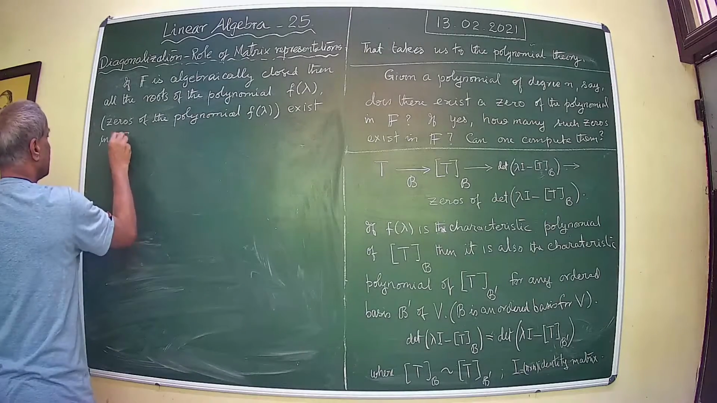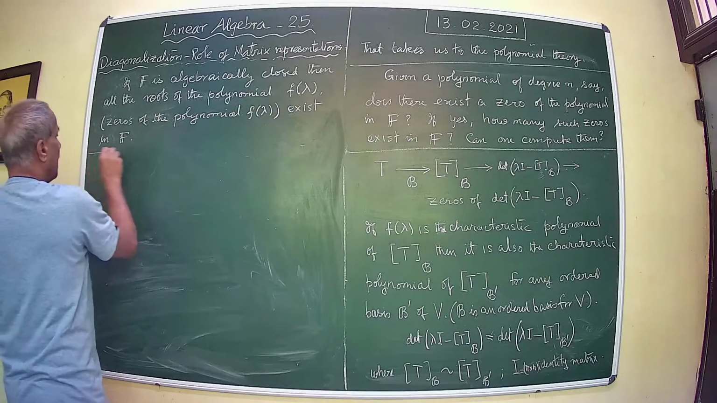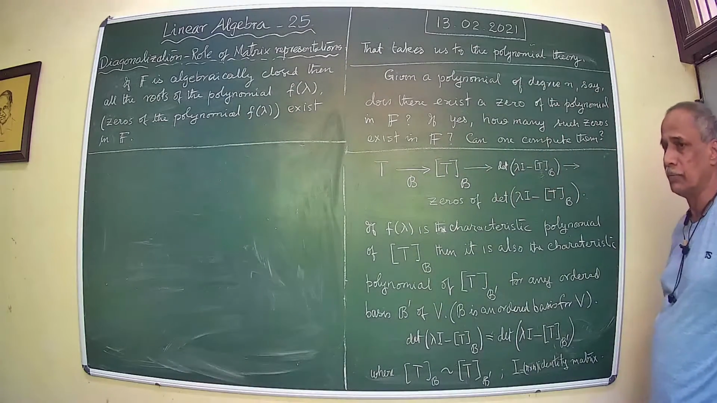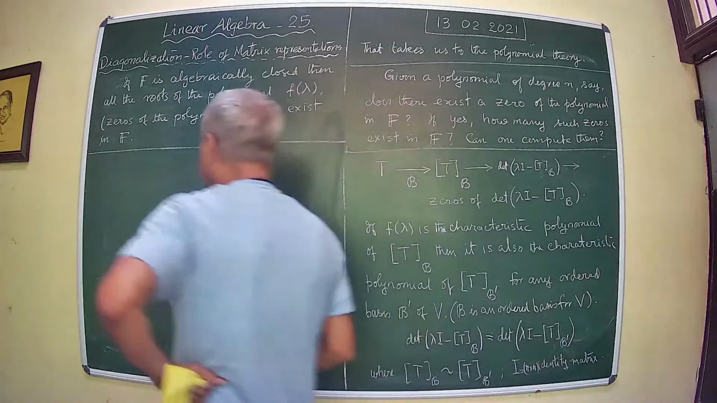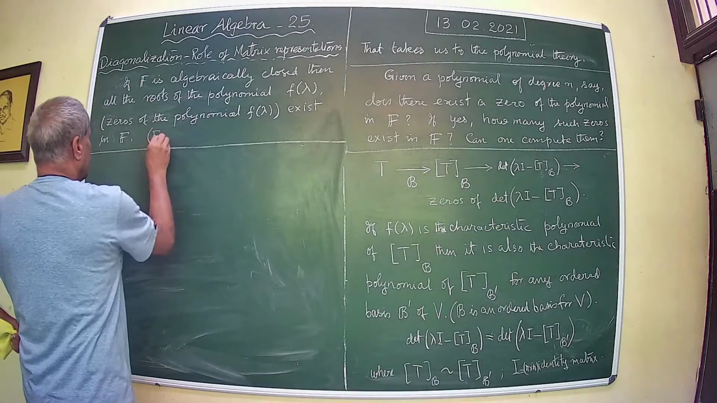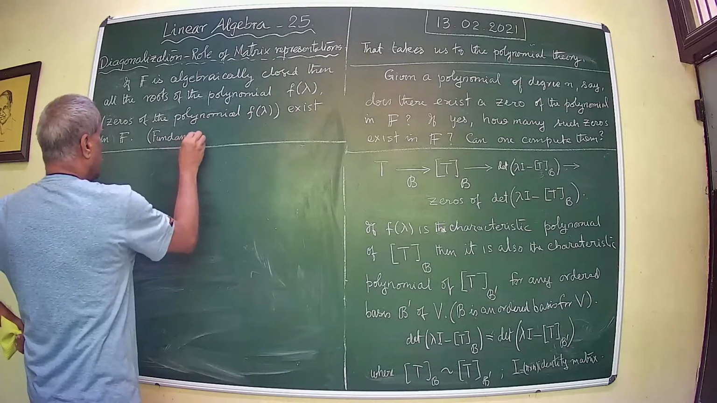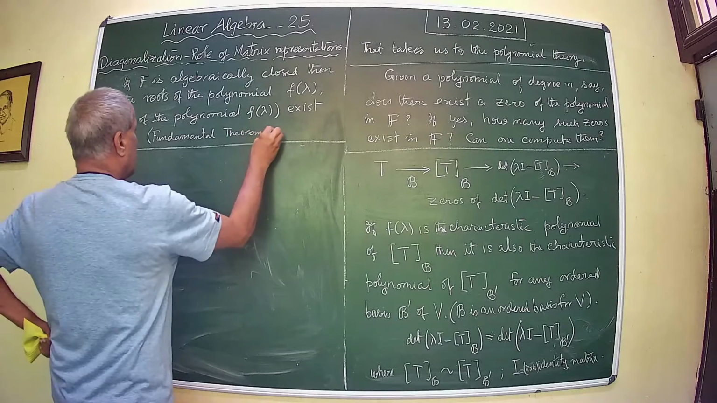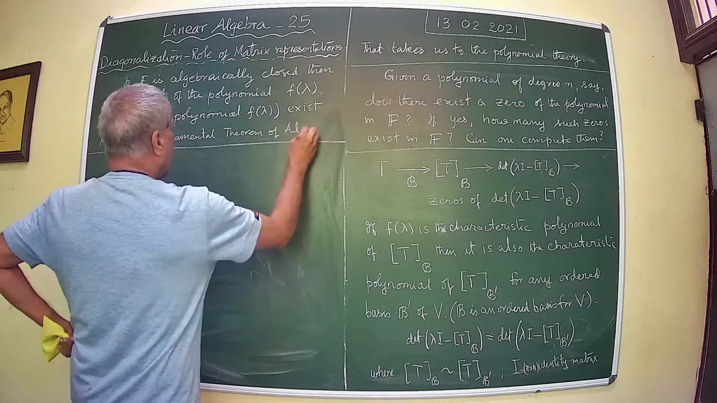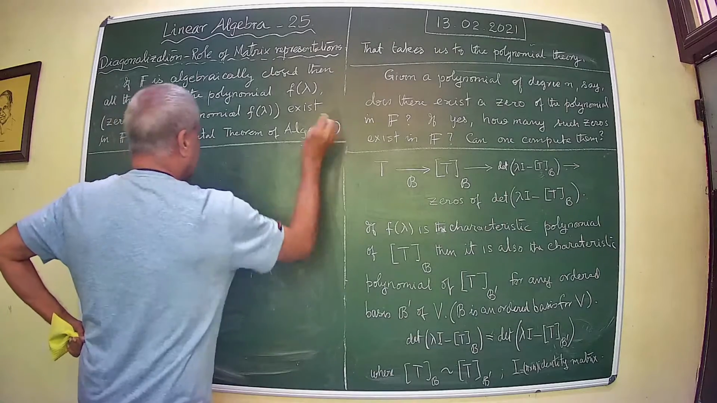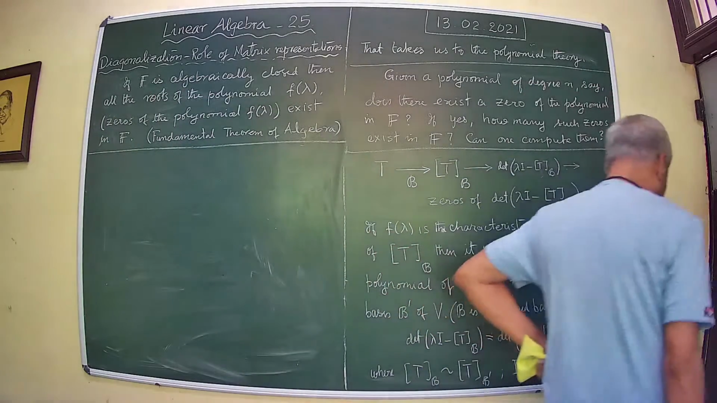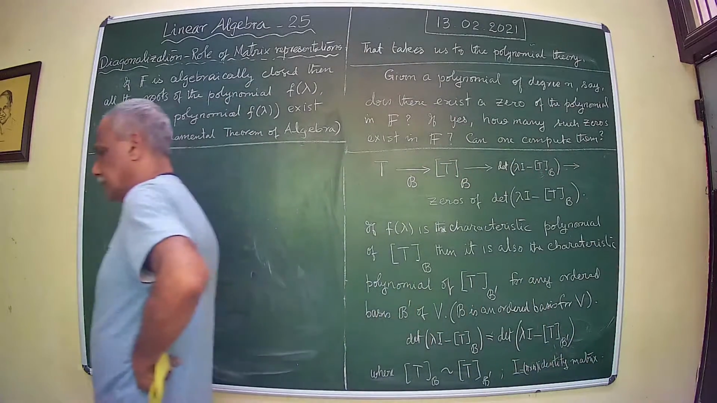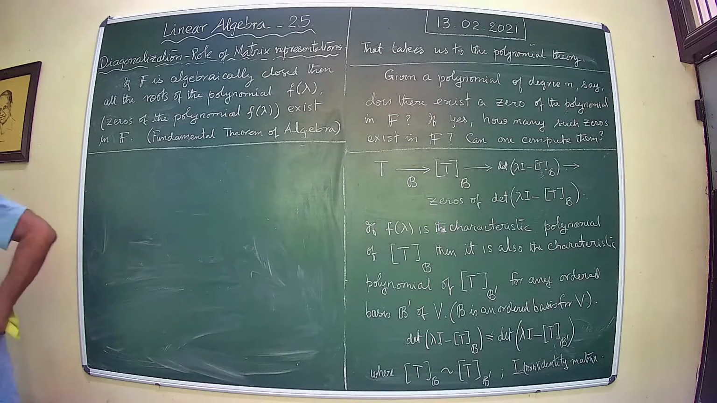This is what you mean by an algebraically closed field. It's a general theorem, one of the big theorems, the fundamental theorem of algebra. So for example, Q is not algebraically closed, R is not algebraically closed, but C is algebraically closed.